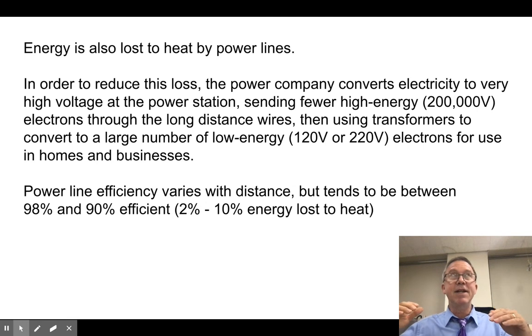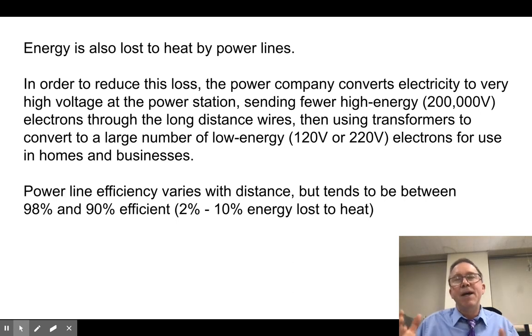So instead of having, say, 200 low energy electrons, I'm going to make each one of them 1,000 times more energy, and that means I can transmit 1,000 times fewer electrons. So basically, I'm sending a few very high energy electrons through the wires instead of a whole bunch of low energy ones. And then I'm going to transform them back into a bunch of low energy electrons on the other side.